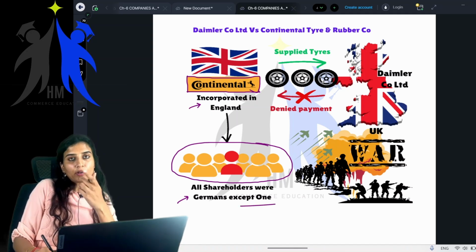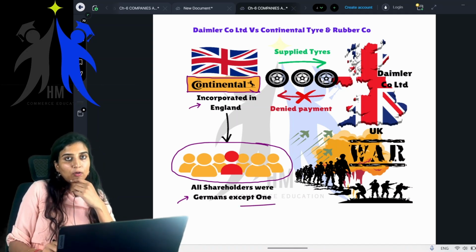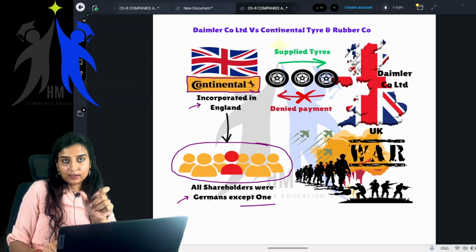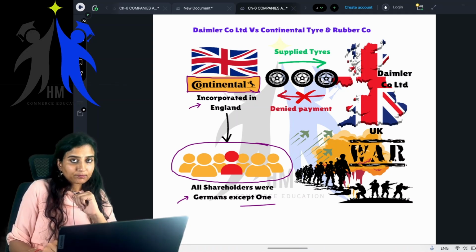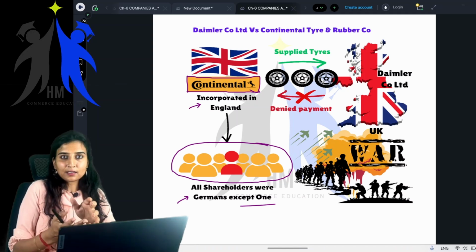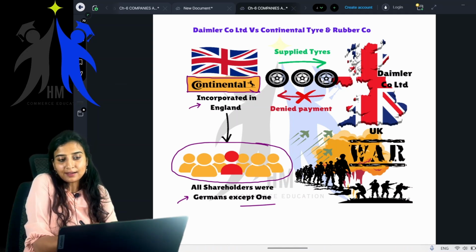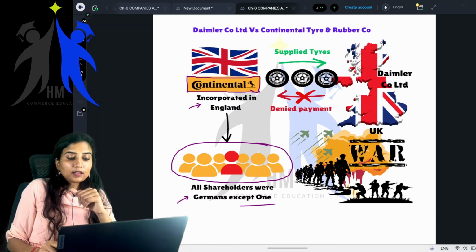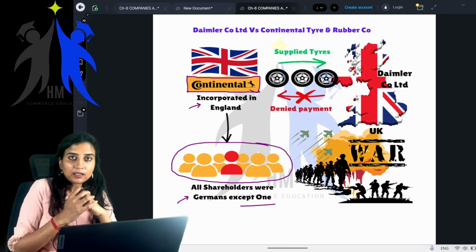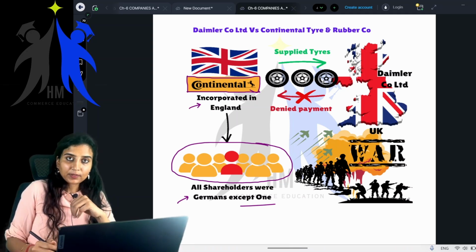except for one. So what I'm trying to explain is that this particular company was incorporated in England. It is a company related to England, right? But all the shareholders of that particular company were Germans, except one.